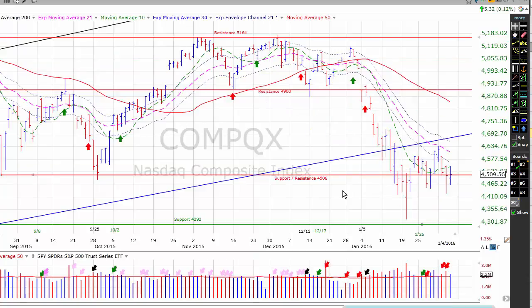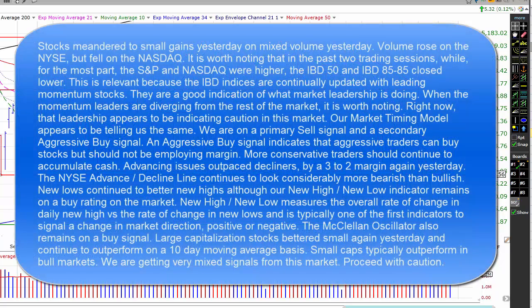But before we do that, the M in the CANSLIM acronym stands for market. And to my way of thinking, this is the most important element. So let's take a brief look at the market. Stocks meandered to small gains yesterday on mixed volume. Volume rose on the New York Stock Exchange but fell on the NASDAQ. It's worth noting that in the past 2 trading sessions, while for the most part the S&P and NASDAQ have trended higher, the IBD 50 and the 85/85 closed lower.